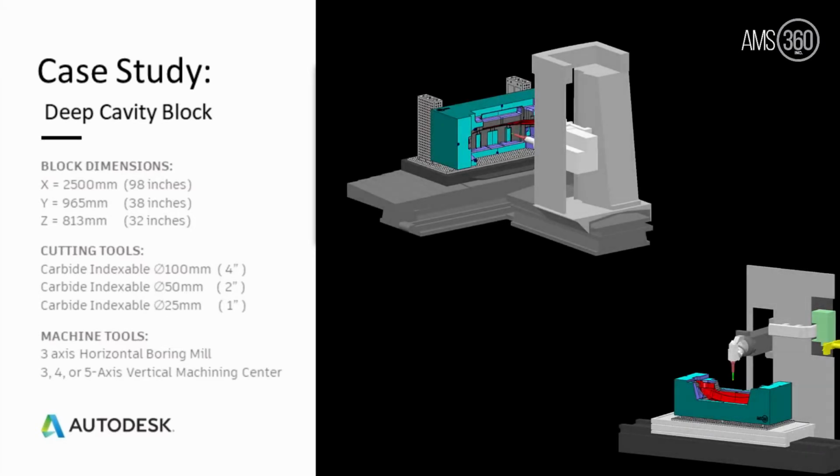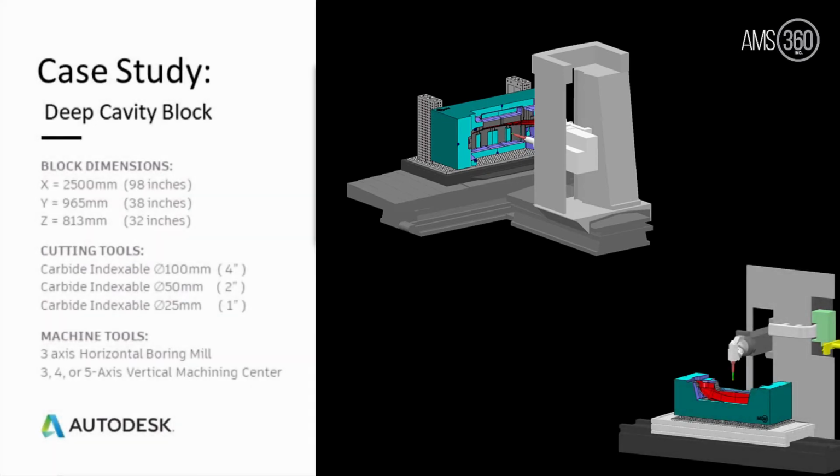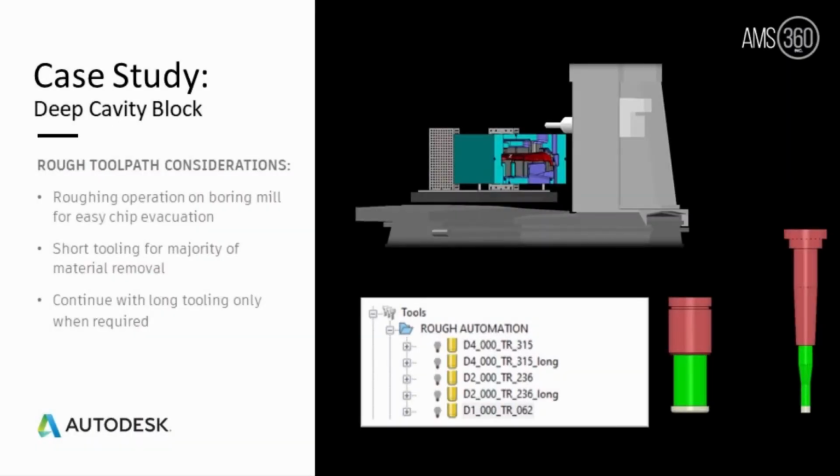We're going to want to first set this up on a boring mill for easy chip evacuation for the roughing. And when it's time to semi and finish, we're going to want to set up on a 3 or 5 axis machine. A couple other considerations for roughing are we're going to want to be using short tooling for the majority of the material removal, and if and when long tooling will be required to finish this process.